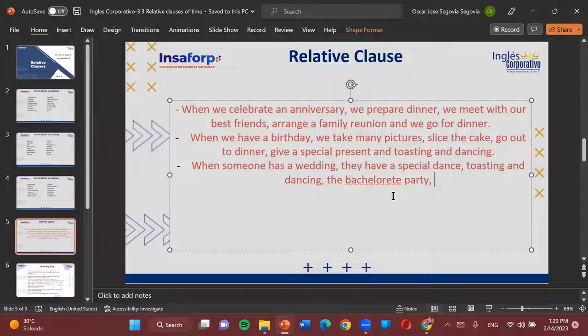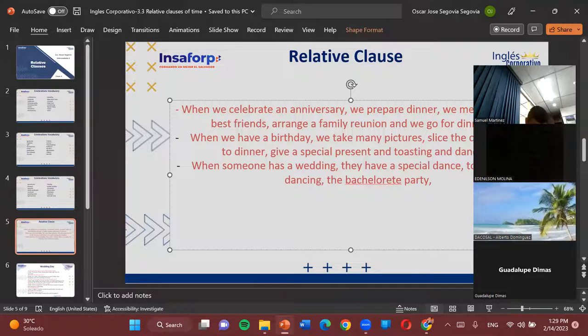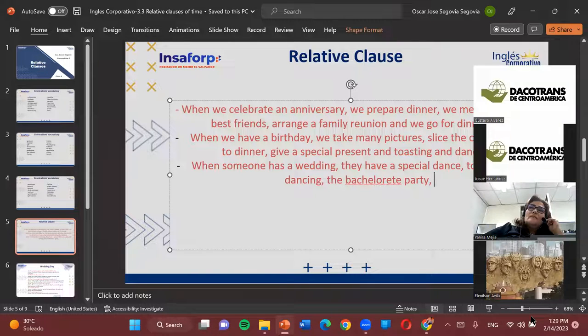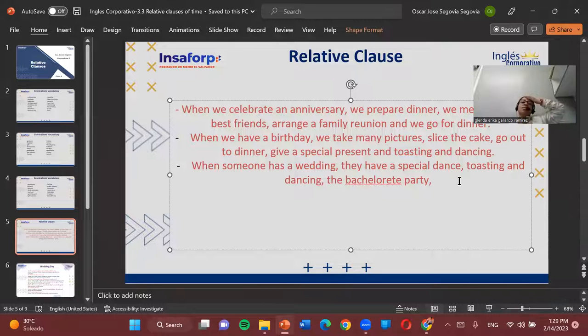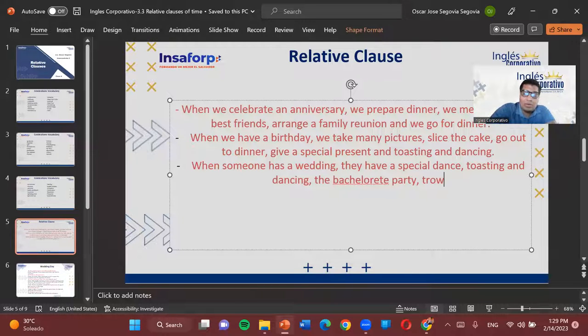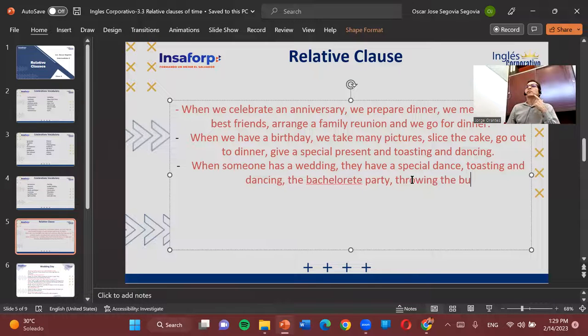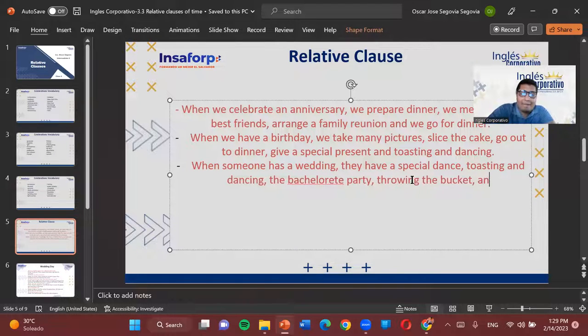What else? Another thing that we can do when we celebrate a wedding. ¿Qué más hacemos o se hace cuando se celebra una boda? Can you think about one option? Maybe throwing the bouquets. Okay. Throwing the bouquet. And a special meeting in family. Mm-hmm. And a special family reunion. So yeah, those are some of the common things that we do when we celebrate weddings.